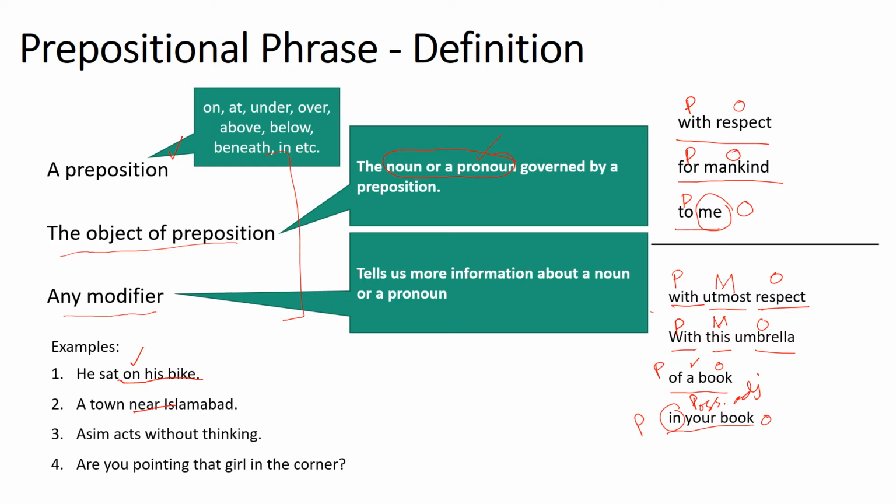Near Islamabad, a town near Islamabad. So near is what? A preposition. Next sentence, Asim acts without thinking. Without is a preposition, which makes without thinking a prepositional phrase. And the last sentence, are you pointing that girl in the corner? So in the corner is a prepositional phrase. Why? In is a preposition.